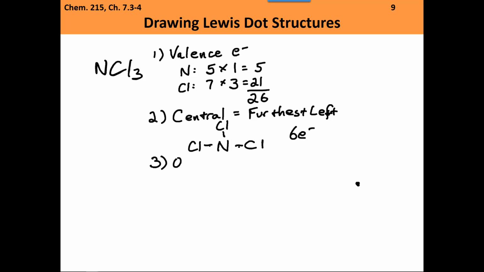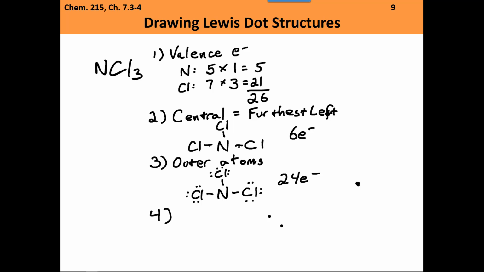My third step is to place electrons on outer atoms. I want to give those octets. So I have nitrogen, chlorine, chlorine, chlorine. I can put 6 around this chlorine to give it an octet, 6 around this chlorine to give it an octet, 6 around this chlorine to give it an octet. Now I've used up 24 electrons. I have 2, 4, 6, 8 around the chlorine on the left-hand side, 8 around the chlorine on top, and 8 around the chlorine on the side. So that's 24 electrons.